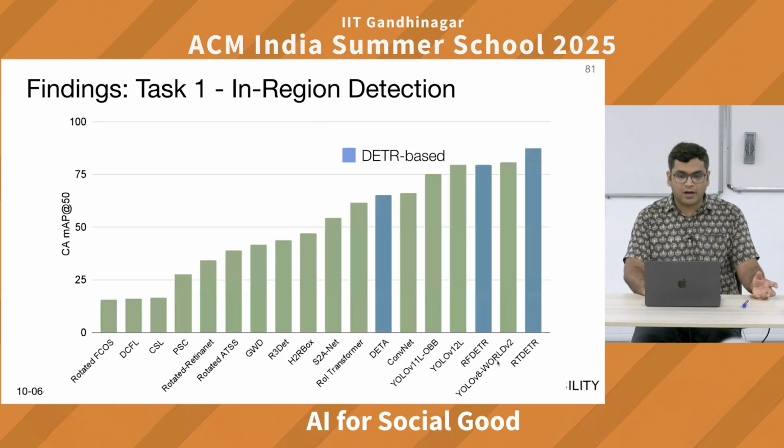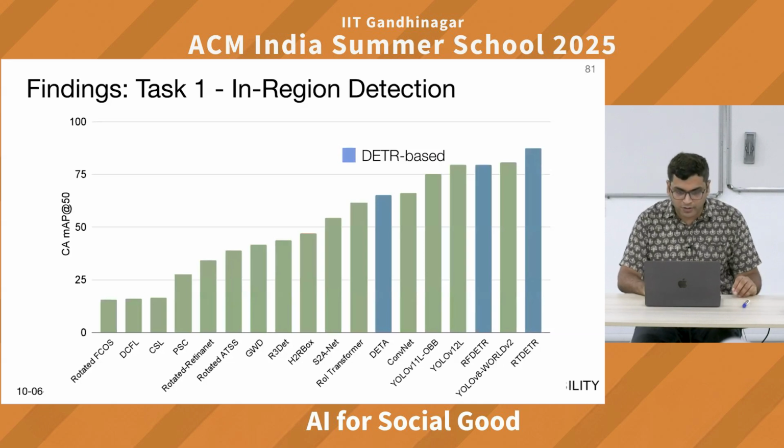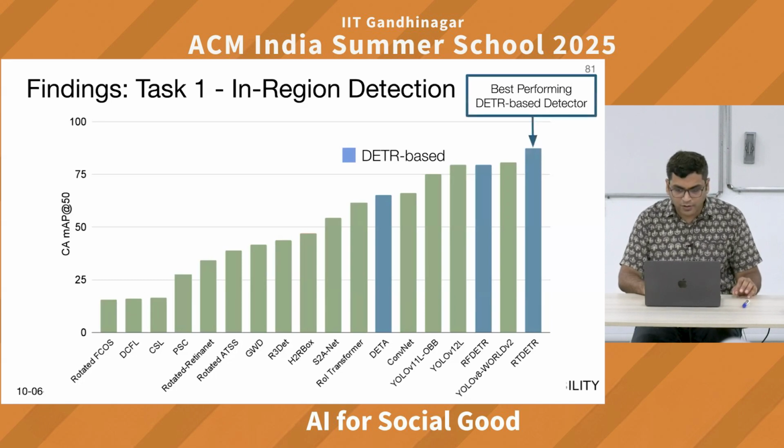And then there are transformer-based models, so detector models that, I think, Facebook Meta initially introduced. So in fact, RTDTR turned out to be overall best, I think.